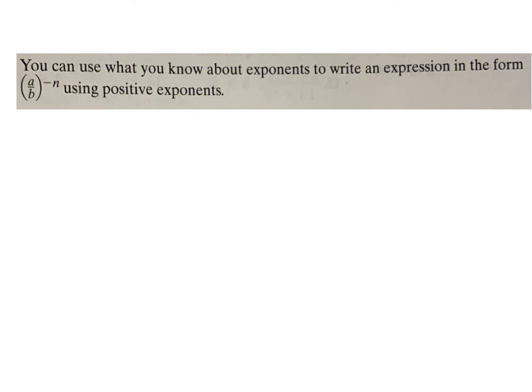So you can use what you know about exponents to write an expression in the form a over b to the negative n using positive exponents. So what we just did, we would say, well, this a should be taken to the negative n power, and the b should be taken to the negative n power. And we know that when we have negatives, it's just going to move it. So the a is actually going to move to the denominator, and the b is going to move to the numerator. So we're going to end up with b to the n over a to the n.